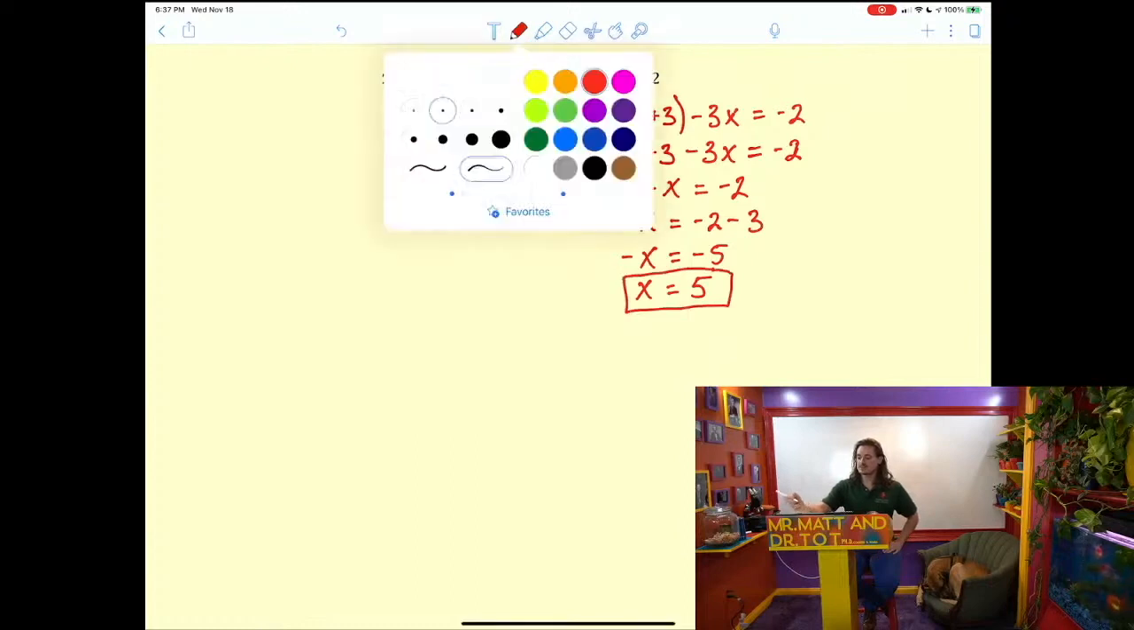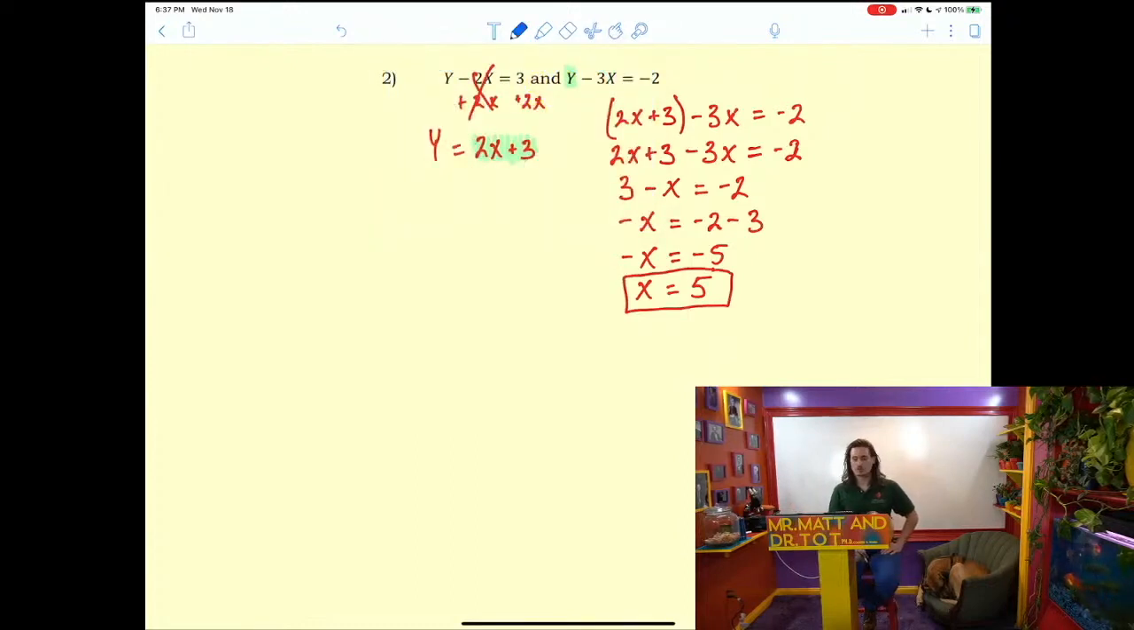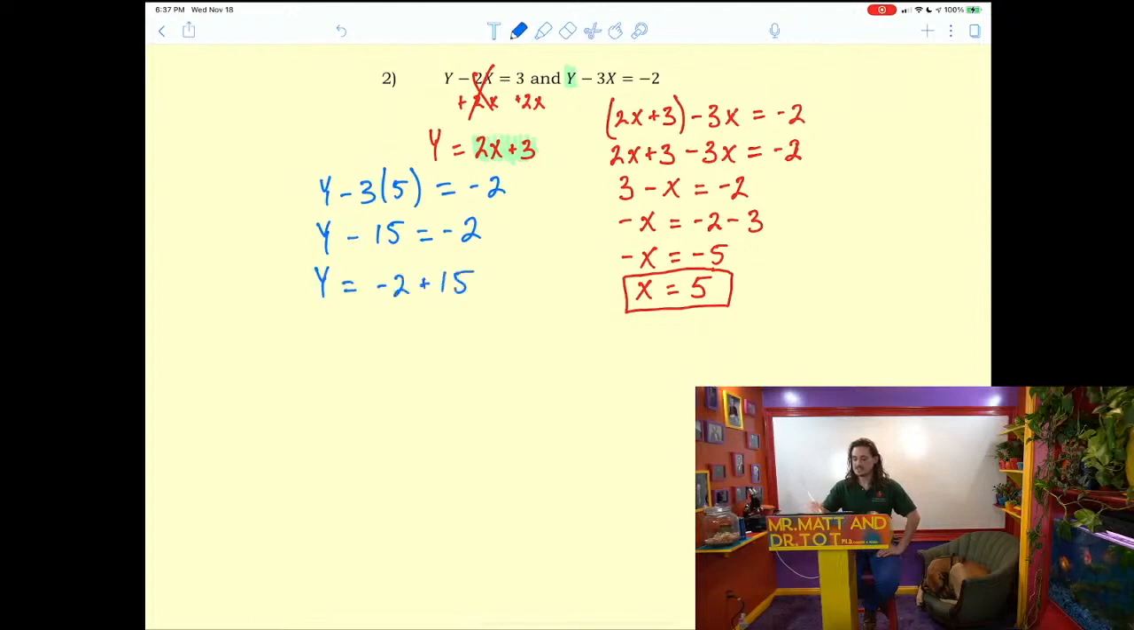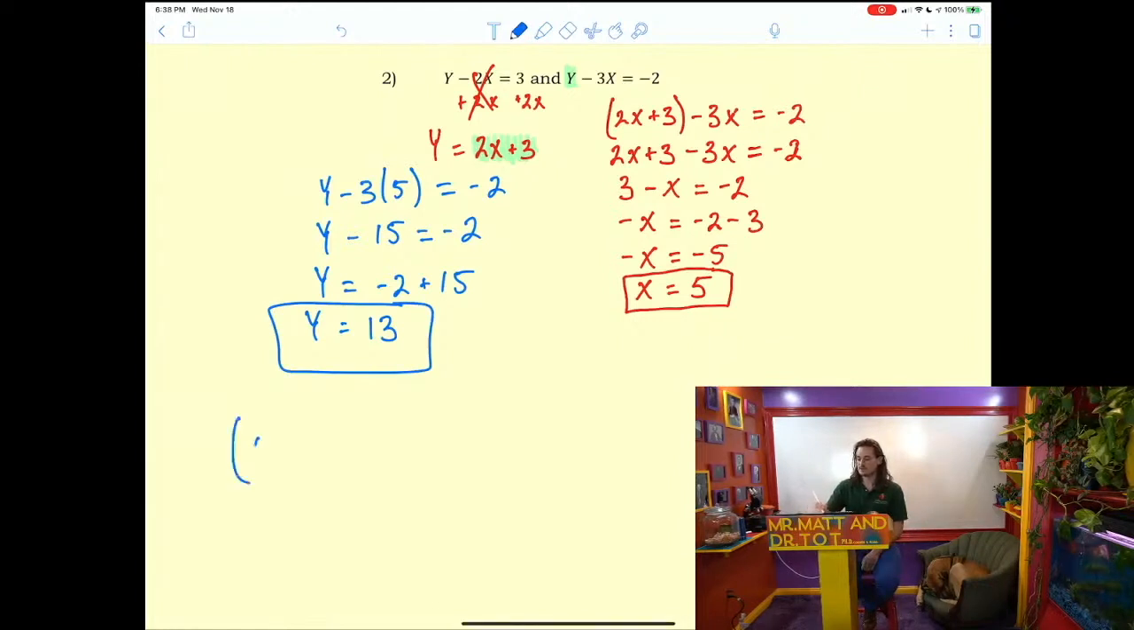Now that I know that x is equal to positive 5, I can substitute that into either of the two equations. The last time I chose the first one, so this time I'll choose the second one. I have y minus 3x, so I'm going to have y minus 3 times 5 is equal to negative 2. 3 times 5 is 15, so I'm going to have y minus 15 is equal to negative 2. Adding 15 to both sides is going to give me y is equal to negative 2 plus 15. Negative 2 plus 15 is going to be a positive 13. So x is equal to 5 and y is equal to 13, or a coordinate solution of 5, 13.